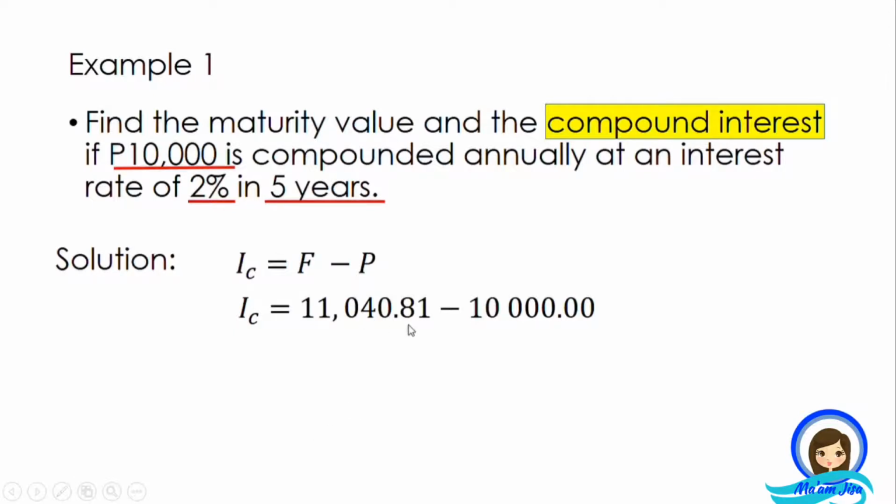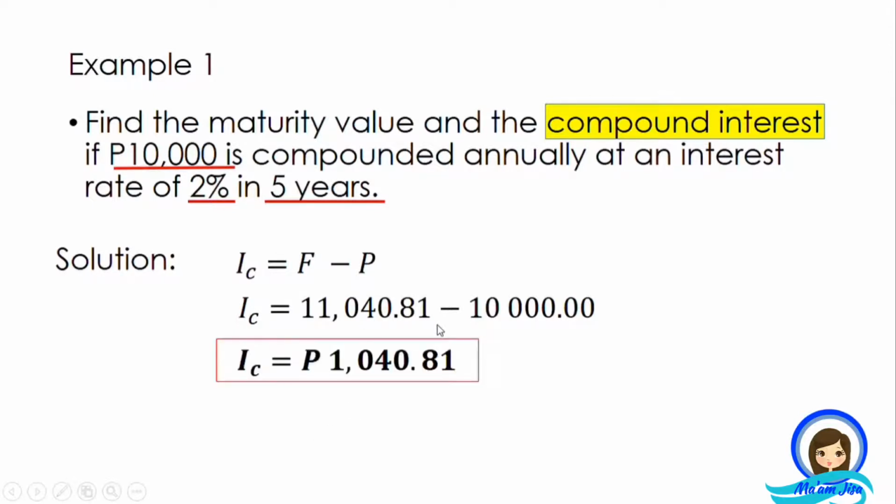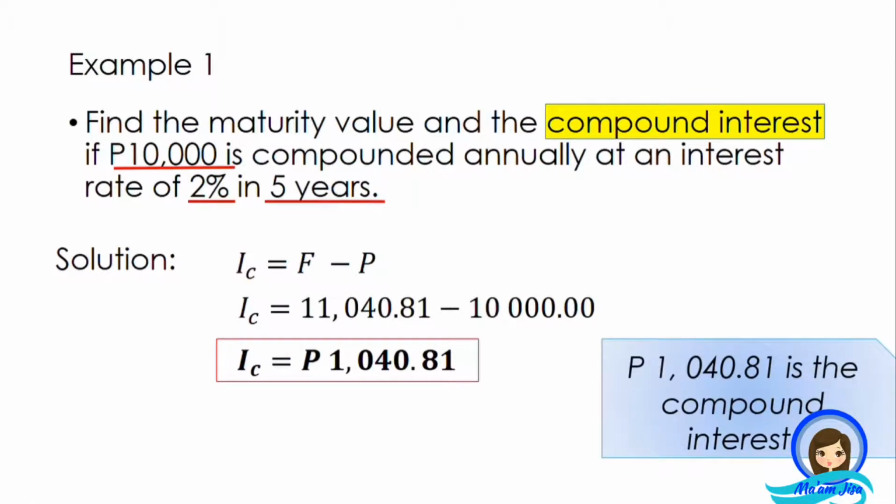11,040.81 minus 10,000. The compound interest is therefore 1,040 pesos and 81 centavos. That's how to find the maturity value and compound interest.